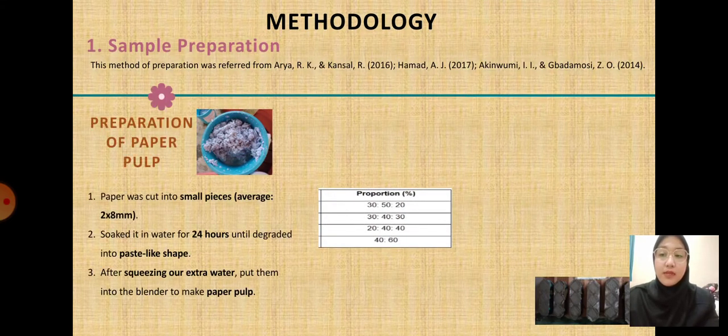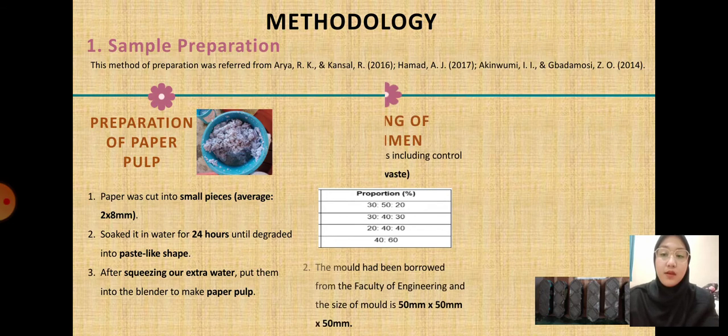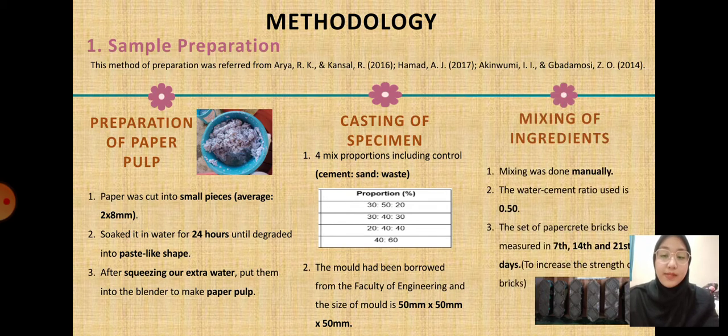For methodology, first, sample preparation. For preparation of paper pulp, paper was cut into small pieces, then soaked in water for 24 hours until degraded into a paste-like shape. After squeezing out extra water, put them into the blender to make the paper pulp. For casting of specimens, 4 mixed proportions including control were used in the study. This is an example of the ratio that I used for making the papercrete brick. The mold was borrowed from the Faculty of Engineering, and the size of the mold is 50 x 50 x 50 in millimeter.